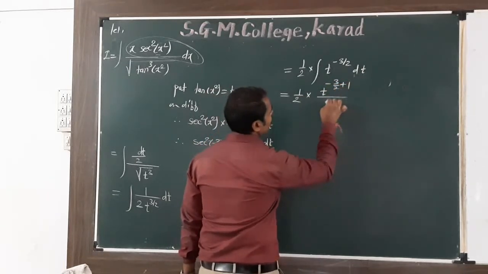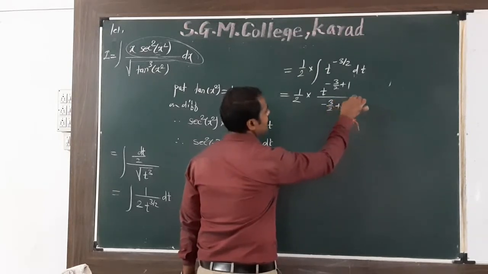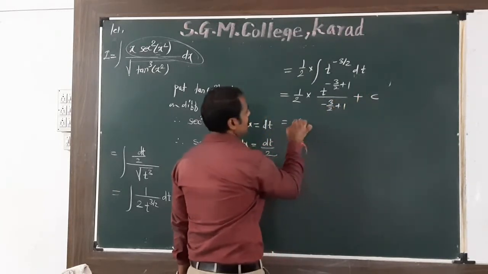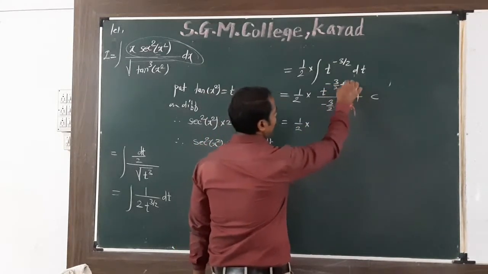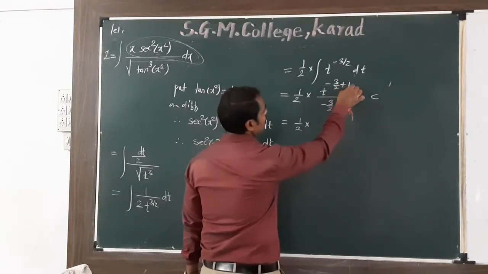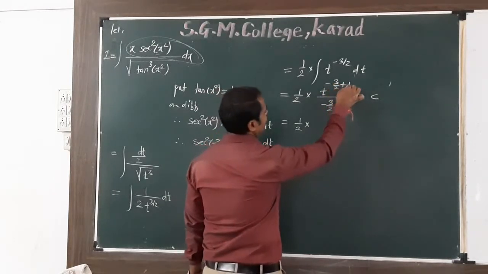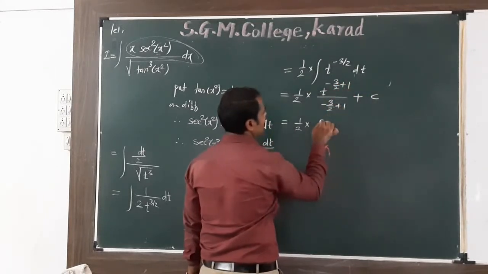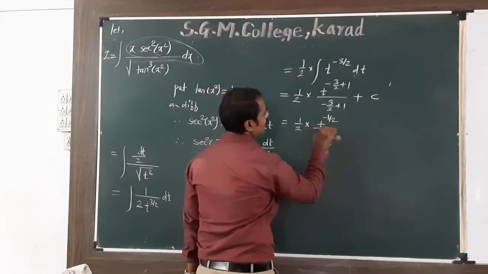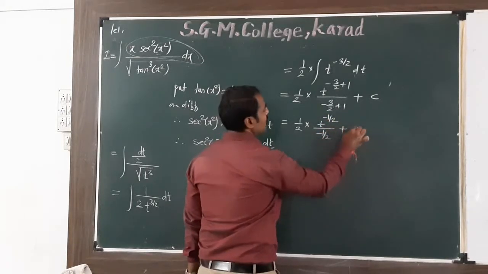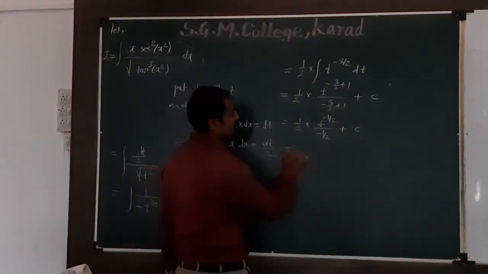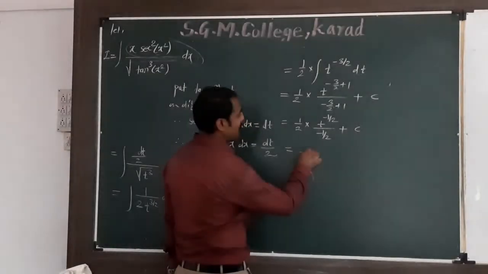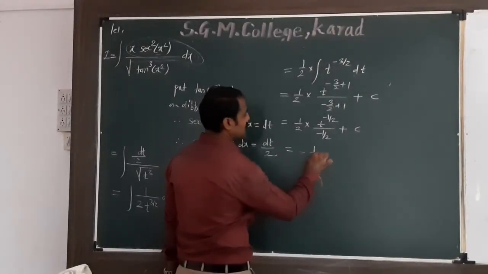2 plus 1 divided by minus 3 by 2 plus 1 and divided by same power plus constant of integration c. 1 upon 2 into minus 3 by 2 plus 1, minus 3 plus 1, minus 3 by 2 plus 1 is minus 3 plus 2, minus 1 by 2, so t raised to minus 1 by 2, divided by minus 1 by 2, plus constant of integration c. 2 gets cancelled, yes, answer is minus 1 upon t raised to half.